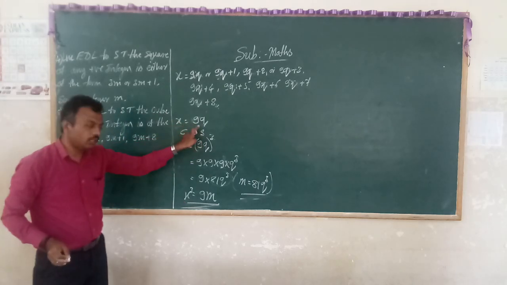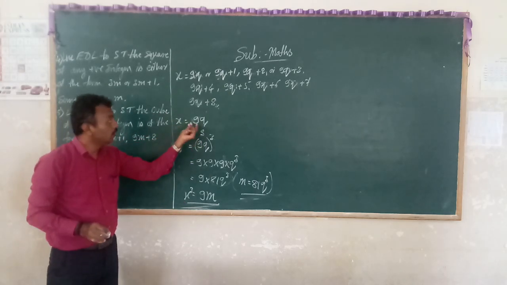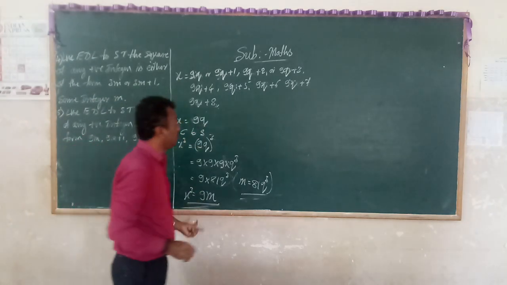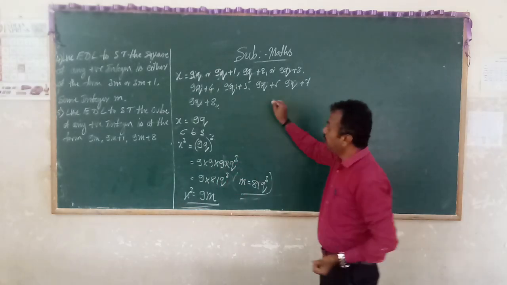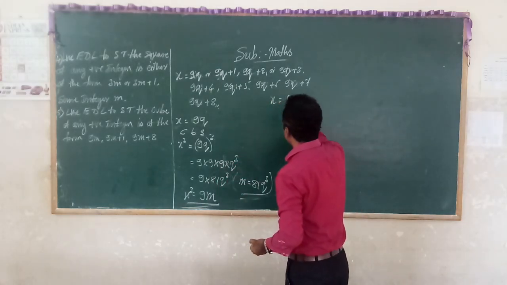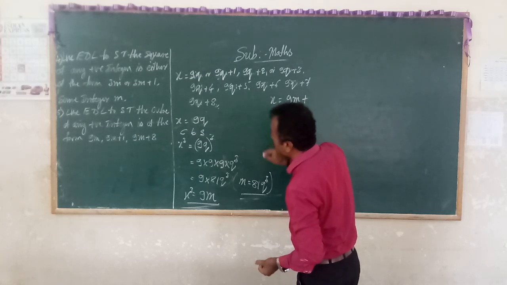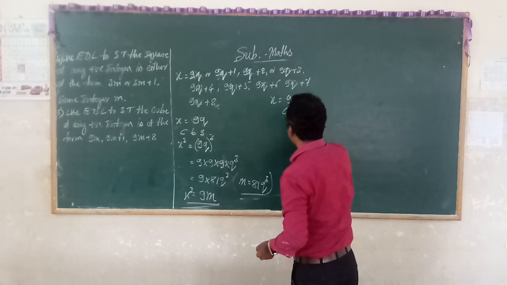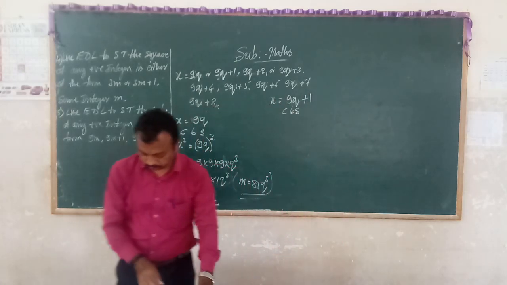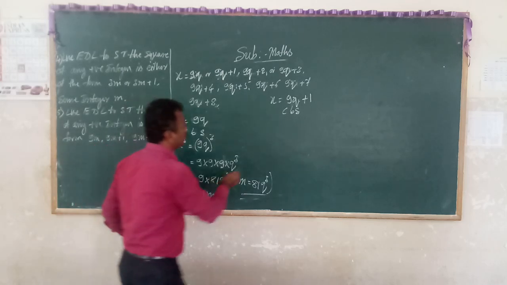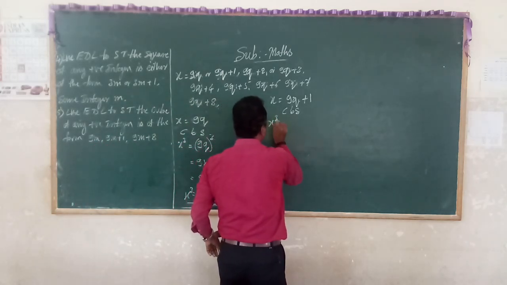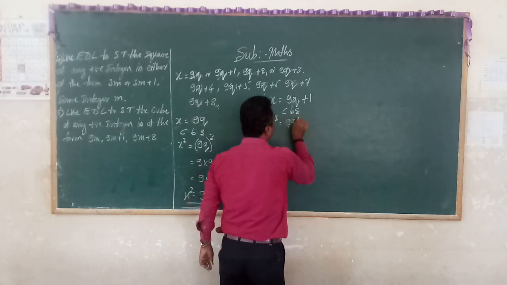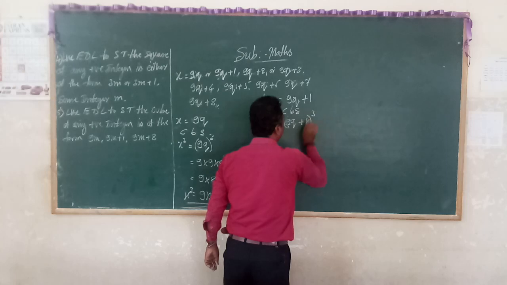So you should take any positive integer. You have to do cubing on both sides. You will get 9m. Next, another form: x is equal to 9q plus 1. I will take again cubing on both sides. So x cube is equal to 9q plus 1 whole cube.